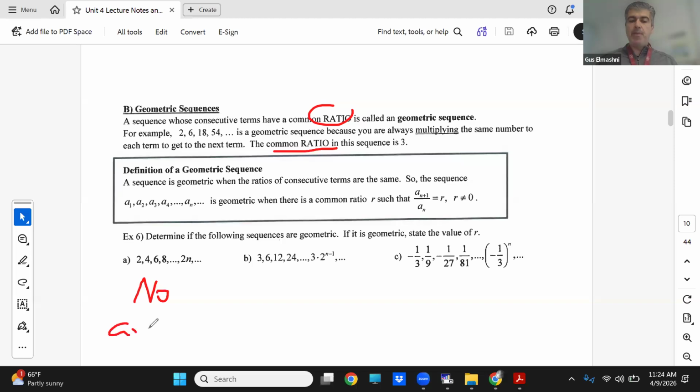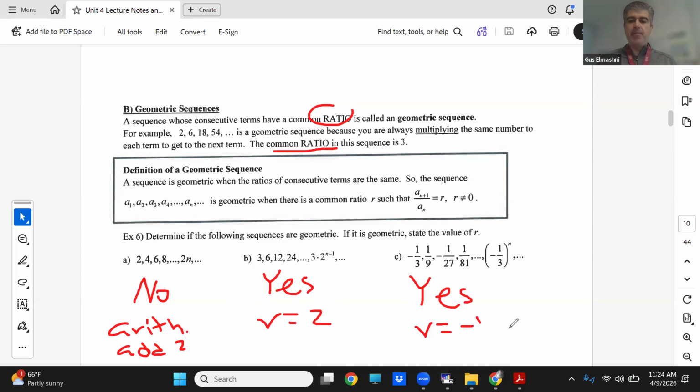No, it's arithmetic. Because you're adding 2. Is B geometric? Yes. R equals 2. Is C geometric? And what do you multiply by? 1/3. There you go. Okay. So it has to be exponential in nature, right? See, this is linear. That's exponential.